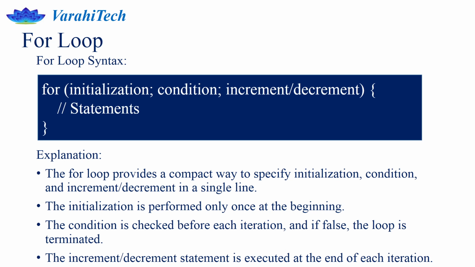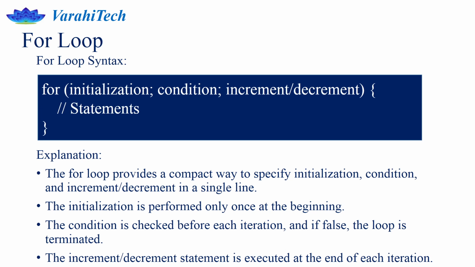Next, for loop. The for loop provides a compact way to specify initialization, condition and increment or decrement in a single line. The initialization is performed only once at the beginning. The condition is checked before each iteration, and if false, the loop is terminated. The increment or decrement statement is executed at the end of each iteration.